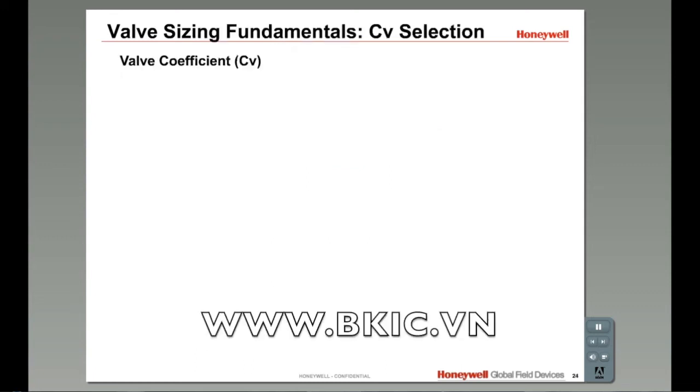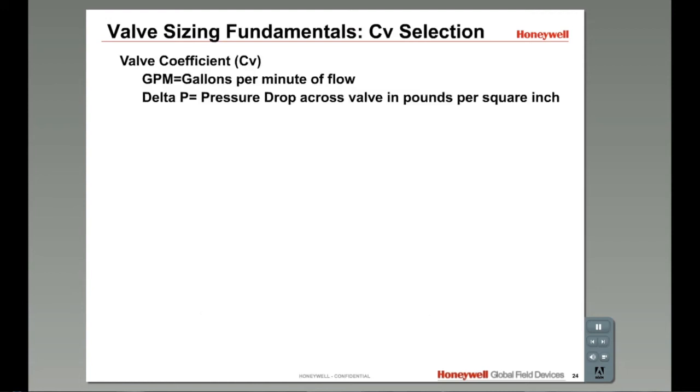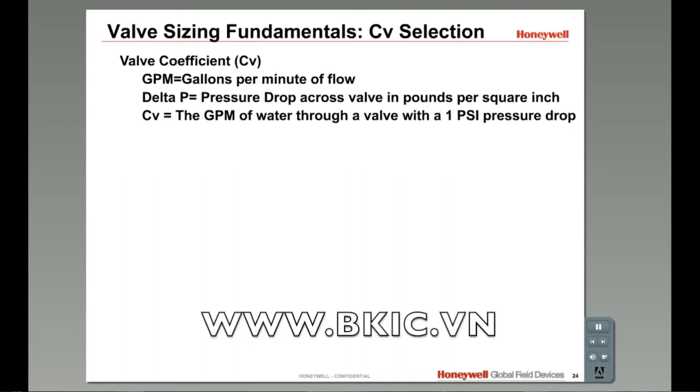CV stands for valve coefficient and is needed to select the proper valve. In order to size a valve, we need to know the GPM and the pressure drop. GPM is the flow of water in gallons per minute. Pressure drop is caused by resistance to flow and is measured in pounds per square inch, or PSI, and is often referred to as delta P. CV is a measure of the resistance to flow created by the valve. CV is the flow of water in gallons per minute with a pressure drop across the valve of 1 pound per square inch.